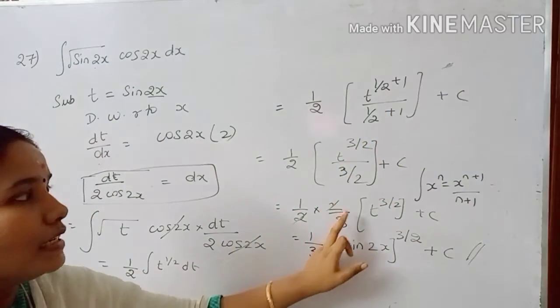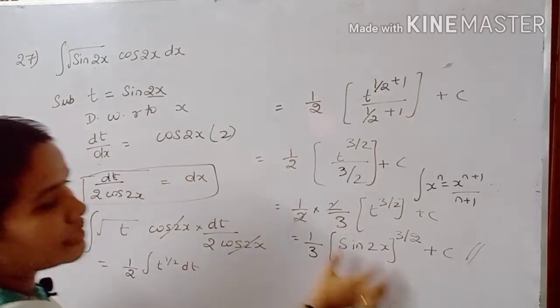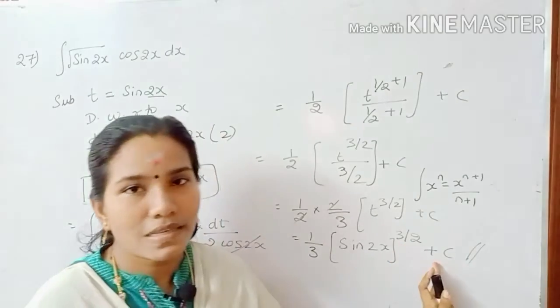At last, we remove the value of t. What is the value of t? sin 2x. So we substitute sin 2x: 1 by 3 sin 2x the whole power 3 by 2 plus c is the answer.